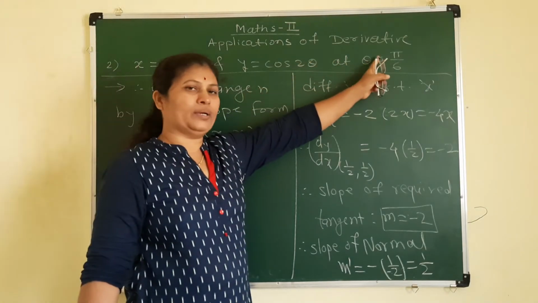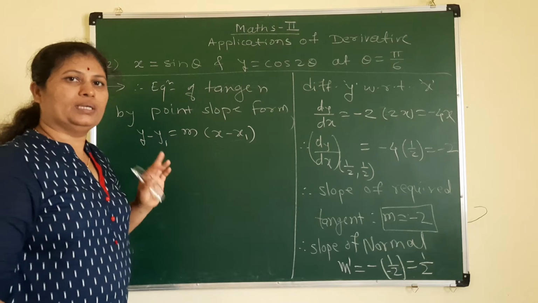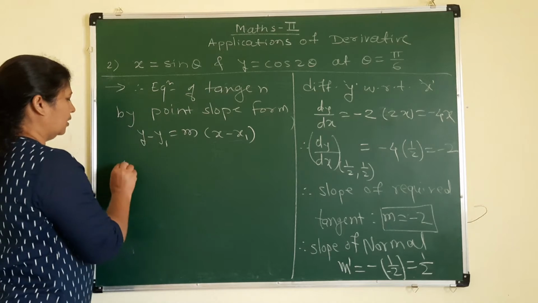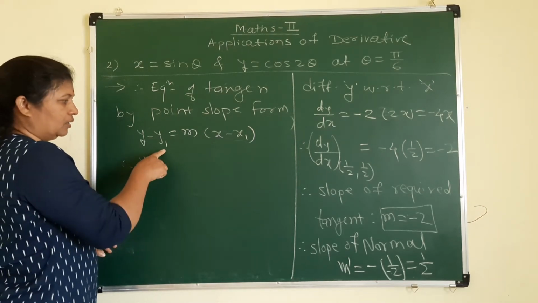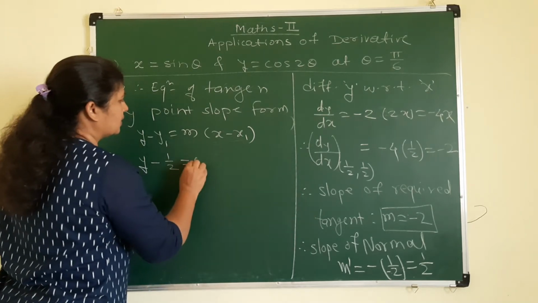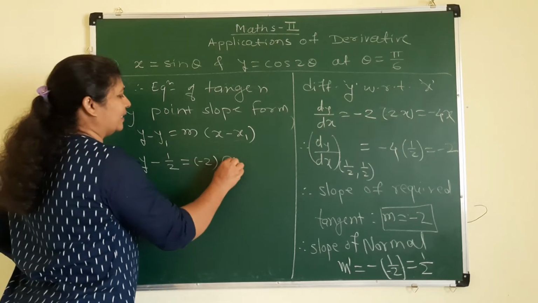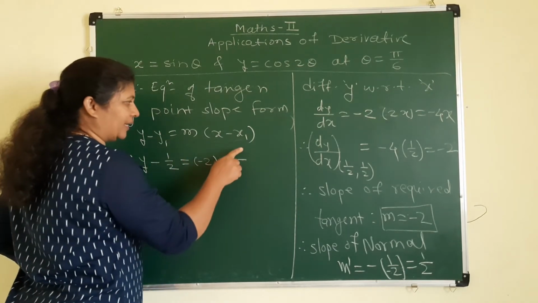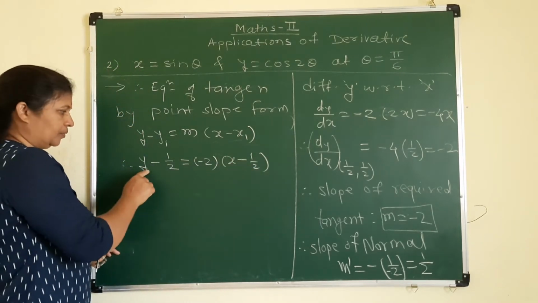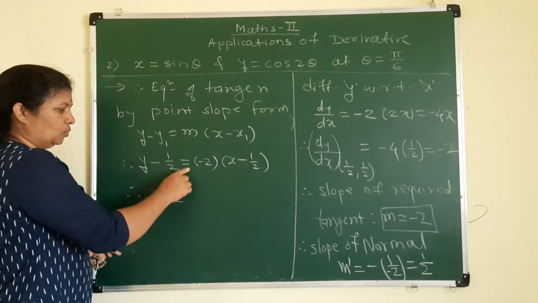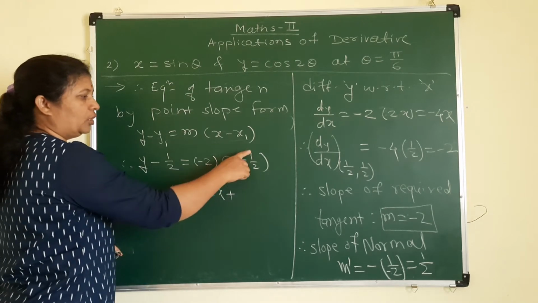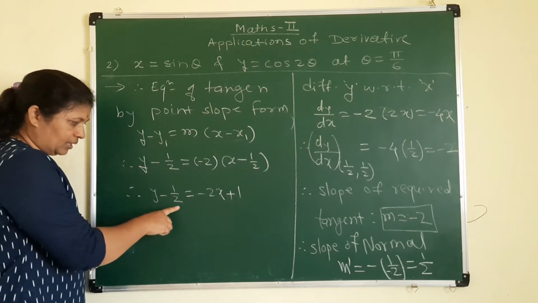Theta equal to pi by 6 is converted into coordinate form, that is 1 by 2, 1 by 2. And what is m? m is the slope of tangent. So using this equation we have y minus y1, which is 1 by 2, is equal to the slope of tangent, minus 2, into bracket x minus x1. The point of contact has x coordinate 1 by 2. Simplifying this, I will have y minus 1 by 2 is equal to minus 2x plus 2 into 1 by 2, that will be 1.